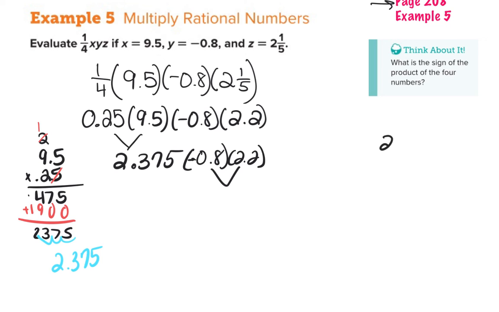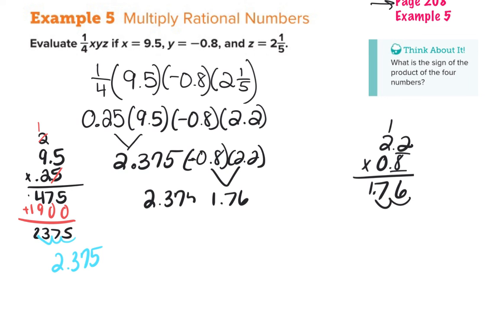So I've got 2.2 times 0.8. And 2 times 8 is 16. 16 plus 1 is 17. And I've got 2 decimal places, so I go 1.76. So right now I've got 2.375 times -1.76, because remember, we had a negative factor within there.